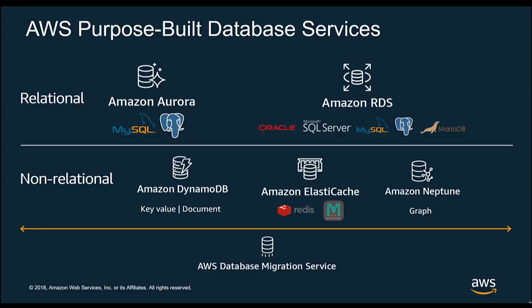The next row down, we're looking at non-relational databases, including DynamoDB, which we'll touch on a little bit later, and same with ElastiCache, and then for graph databases, we have Amazon Neptune. And then at the bottom, we have the AWS Database Migration Service, which of course is a very powerful tool to help you migrate into AWS and also to migrate between these different database engines.